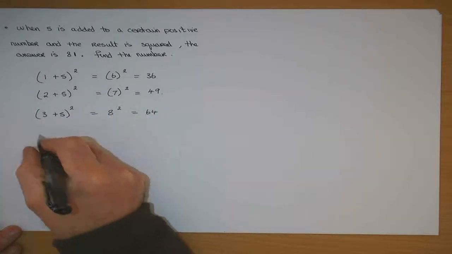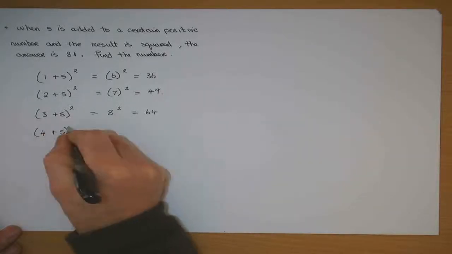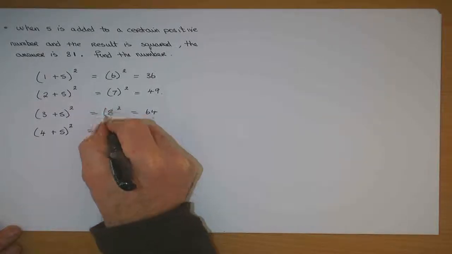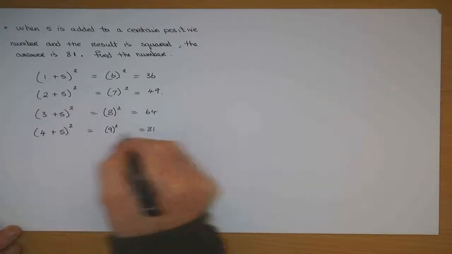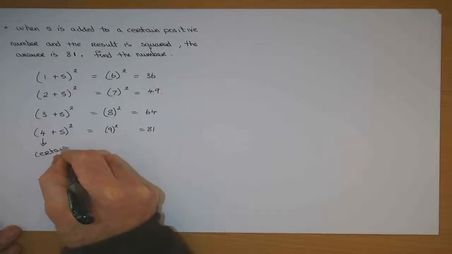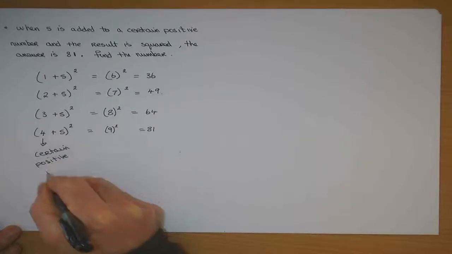And so on. If you chose the number 4 and added 5 to it, and squared your answer, it's the same as 9 squared, which is what? 81. So I know the answer. That's the certain positive number.